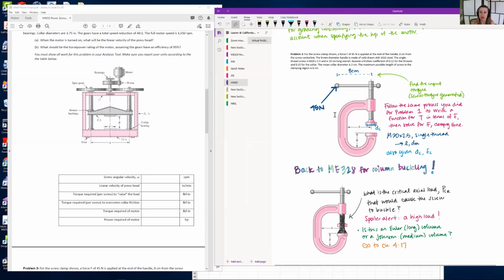So first step, find the input torque. This is essentially the screw torque generated. You know the force applied on the handle, you know the distance to the screw center line, that should not be difficult.